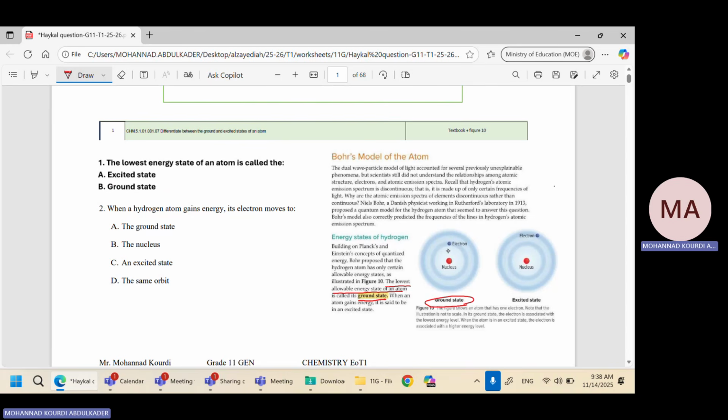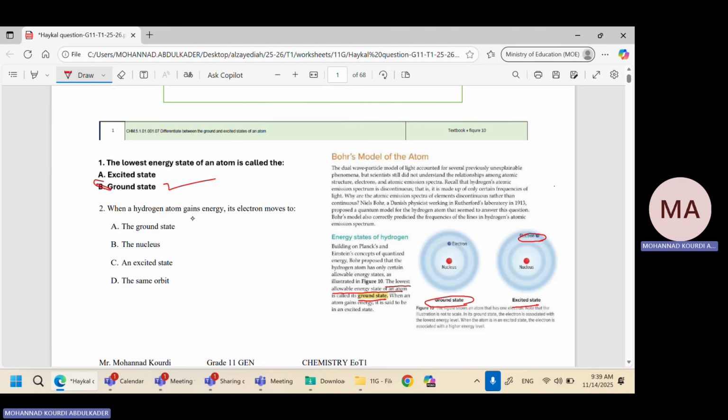And as you see here, the electron is close to the nucleus, while excited state is an energized state. Okay? Energized means it will take energy in order to jump from the ground state to an excited state. Okay? So the first question: the lowest energy state of an atom is called ground state. The answer is B.